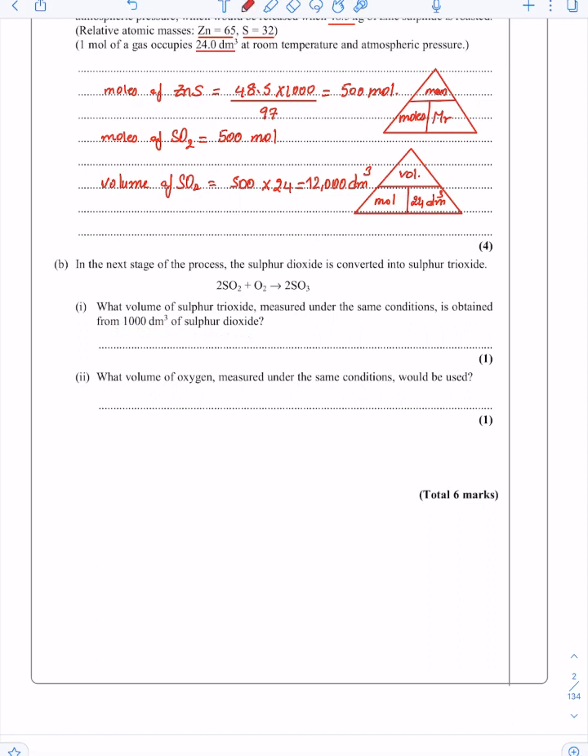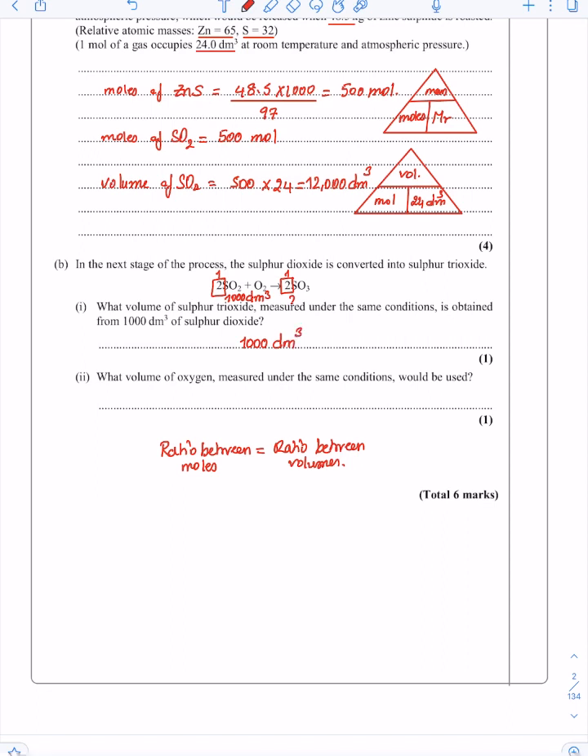احنا عندنا قانون بيقول ان ratio between moles is equal to ratio between volumes، وده للجازز بس. Ratio between moles is equal to ratio between volumes. And since the ratio between sulfur dioxide gas and sulfur trioxide gas 2 to 2 اللي هي 1 to 1، ده معناه ان 1000 cubic decimeter of sulfur dioxide will produce قد ايه sulfur trioxide، يبقى it will produce 1000 cubic decimeter برضو.